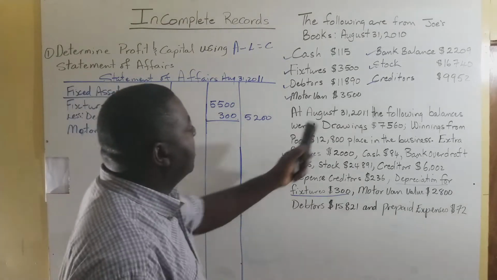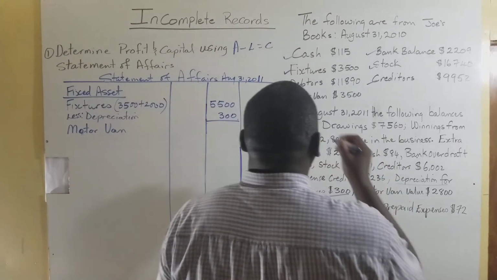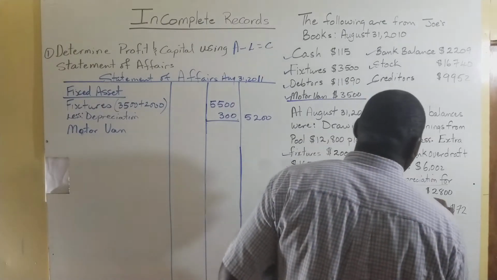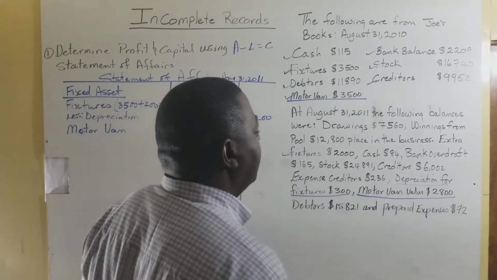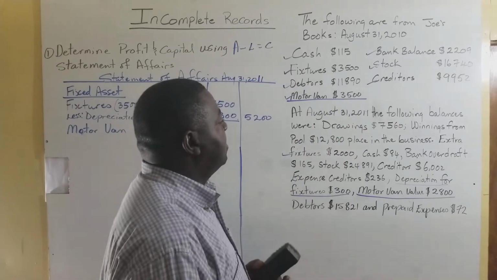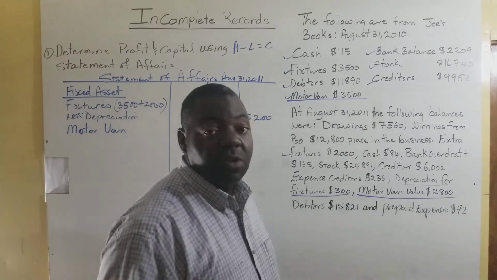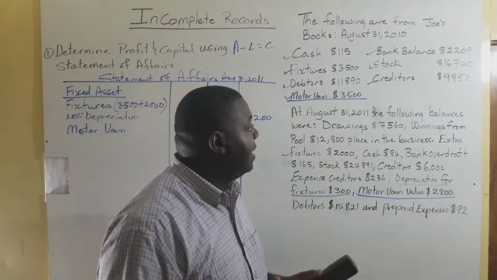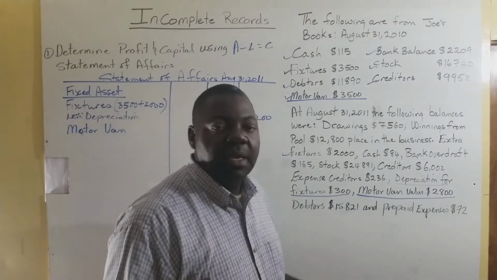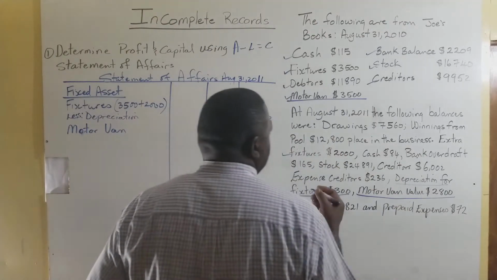And the motor van figure he has here is 3,500, and we are told that the motor van figure this year is valued at 2,800. Now remember, last year it is what? Last year it is 3,500, and this year it becomes 2,800. What has caused the reduction in the value of the motor van? And definitely it is depreciation.